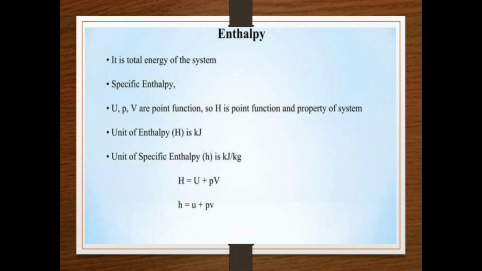Next, enthalpy. Enthalpy is nothing but the total energy of the system. The enthalpy is a point function, and H is the symbol of the enthalpy. The unit of the enthalpy is kilojoule. Unit of specific enthalpy h is kilojoule per kg. Enthalpy, capital H, equal to capital U plus PV. Small h equal to small u plus Pv.